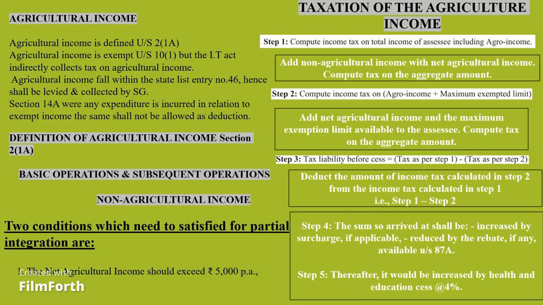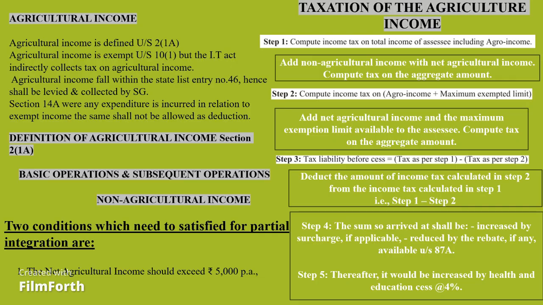Taxation of the agricultural income. Agricultural income is totally exempt under the Act, but shall be included in the total income in case of certain assessees for the purpose of determining the rate of tax on the non-agricultural income, known as partial integration of taxes. It is applicable to individuals, HUF, AOP, BOI, and artificial juridical persons.